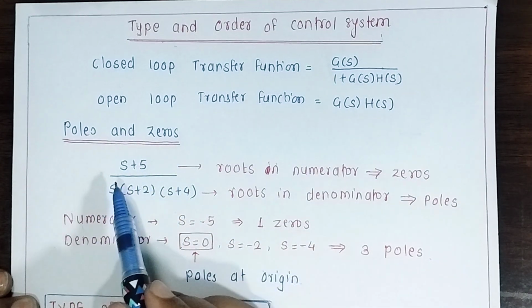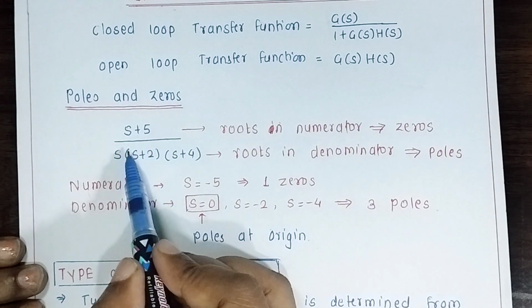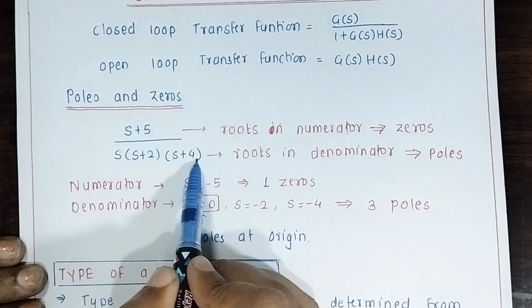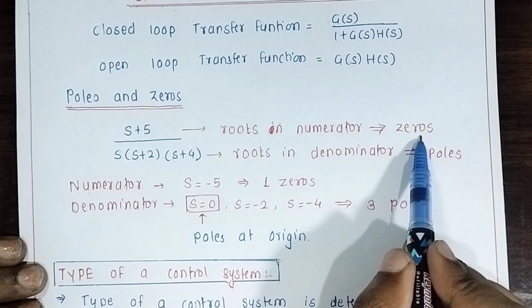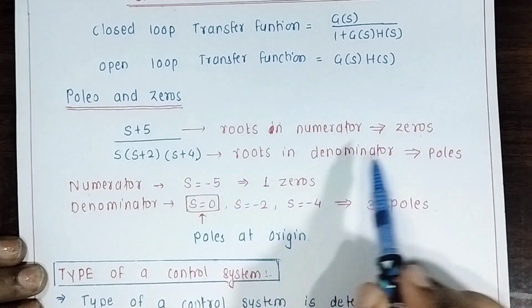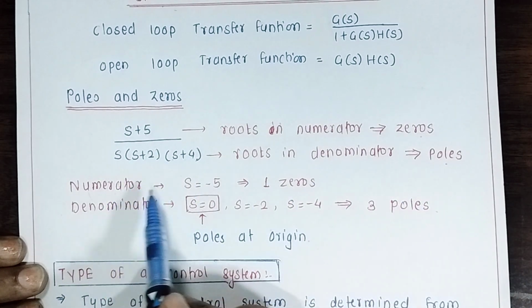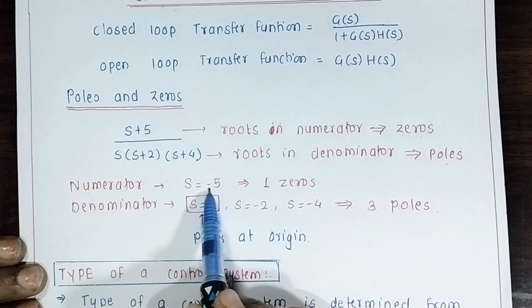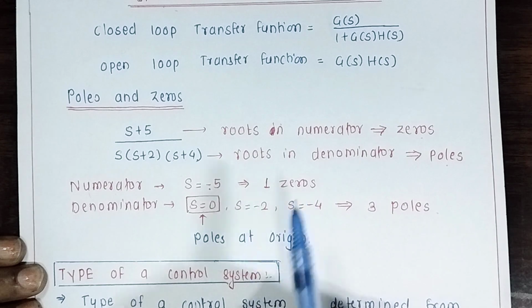Let us take one example. The transfer function is given as (s + 5) / (s(s + 2)(s + 4)). The roots of the numerator are called zeros and the roots of the denominator are called poles. If you look at this equation, the numerator has s + 5, therefore s = -5. Therefore we can say that there is only one zero.